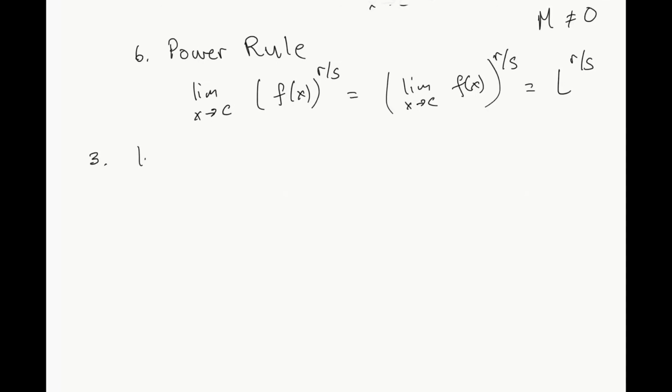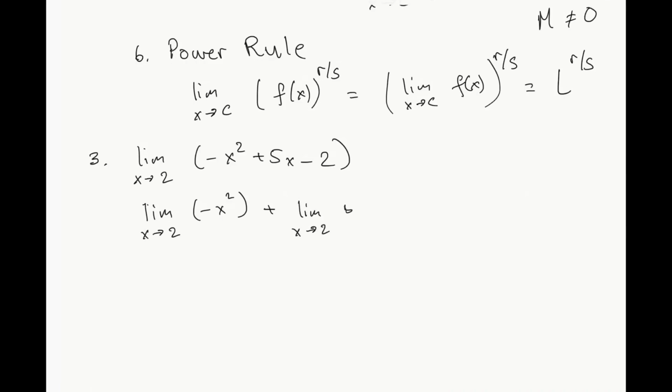So for example, take the limit as x goes to 2 of minus x squared plus 5x minus 2, and working it out, here I will use the sum rule, and I'll distribute my limit into the parentheses. So I'll have the limit as x goes to 2 of minus x squared plus the limit as x goes to 2 of 5 times x minus the limit as x goes to 2 of 2.